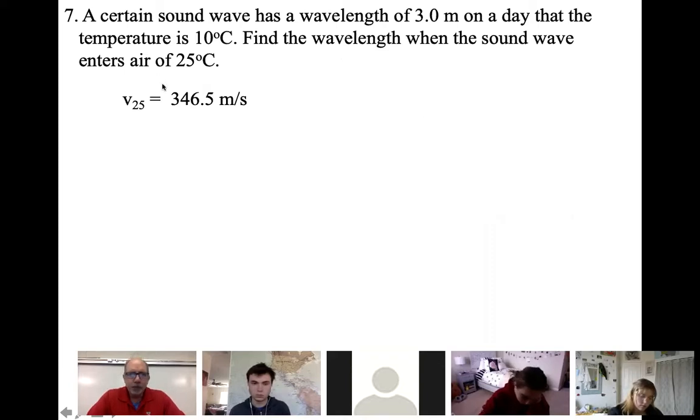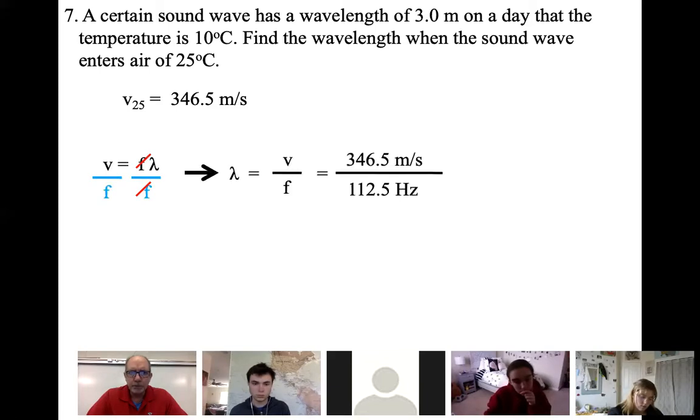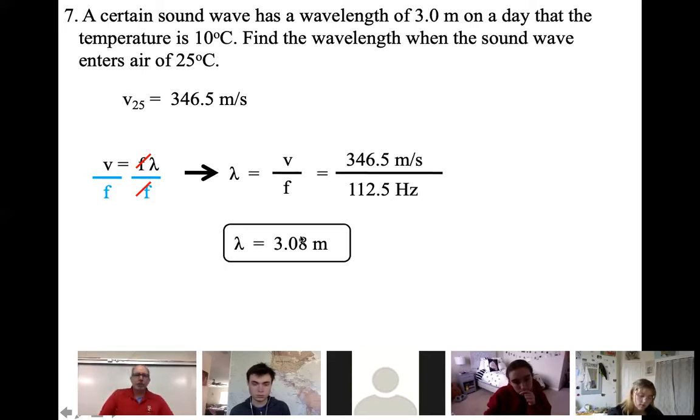Now, we want to find the wavelength when it's 25 degrees Celsius, right? We already found the speed in an earlier problem. We don't have to do it again. So now we can find the wavelength by putting that speed over that frequency, and it turns out to be about 3.08 meters rounded. Okay, 3.08 meters. I saw a bunch of these correct answers. I also saw some incorrect.